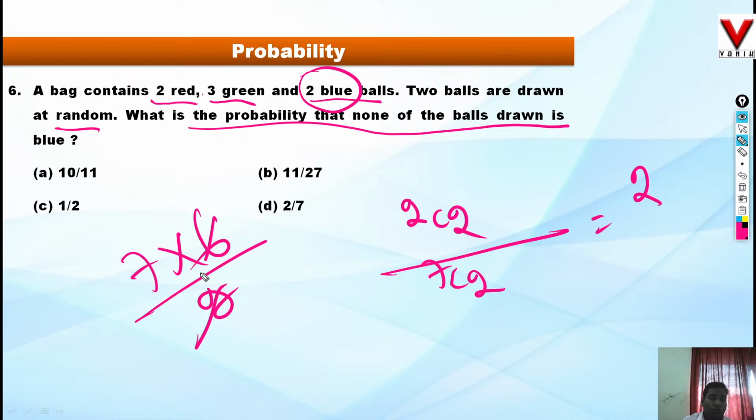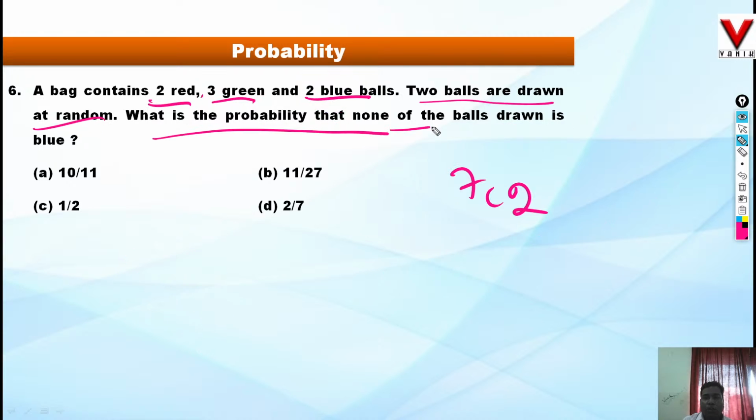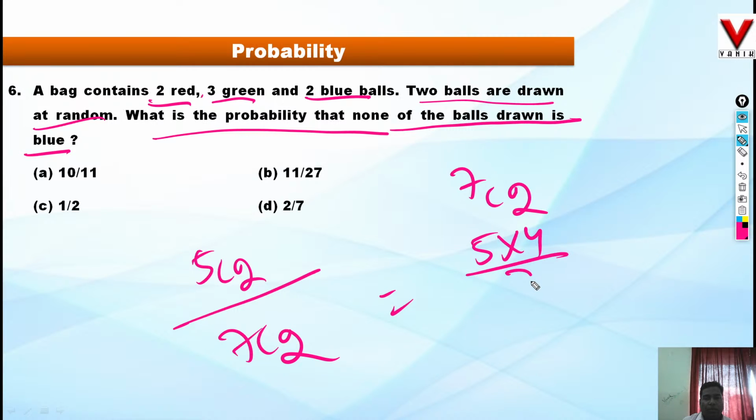A bag contains 2 red, 3 green and 2 blue balls. 2 balls are drawn at random. 2 plus 3 is 5, 5 plus 2 is 7, 7C2. What is the probability that none of the balls drawn is blue? None of the drawn balls is blue means 5C2 by 7C2. 5C2 means 5 into 4 divided by 2, divided by 7 into 6 divided by 2. 2 cancels, then 2 3s are 6, 2 5s are 10, so 10 by 21 will be the answer. Option A is our correct answer.